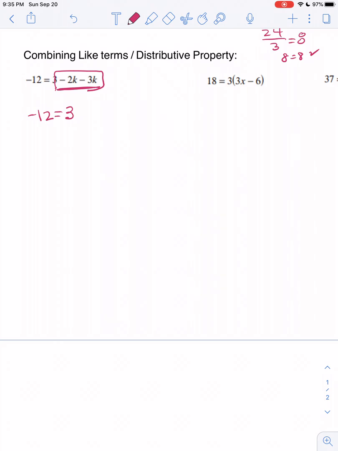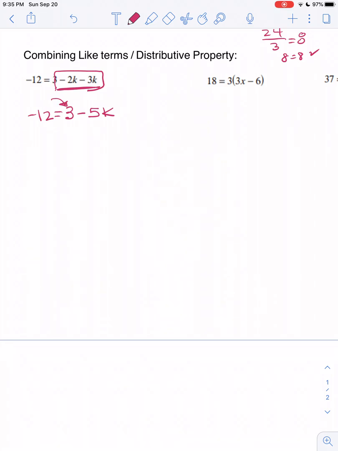The signs are the same. When the signs are the same, you add them together and attach the common sign. So -2k minus 3k gives us -5k. Now we're back to our two-step equations. Don't look behind it, look in front of it. This is a positive 3.